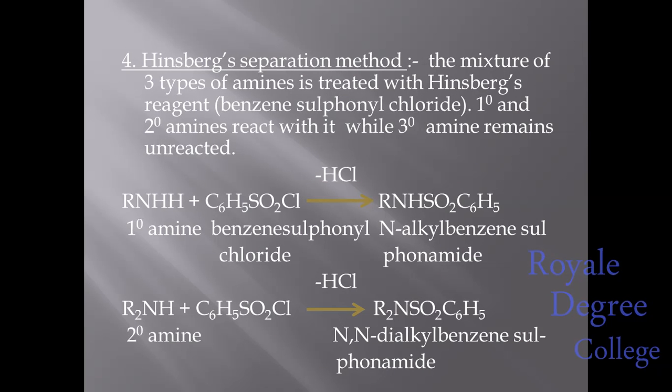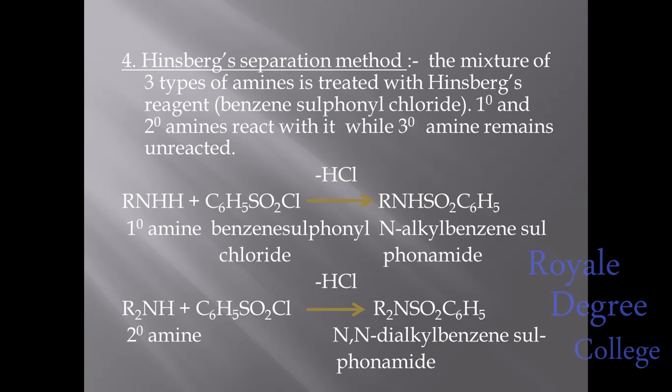Next reaction we'll see, that is Hinsberg's separation method. The mixture of three types of amines is treated with Hinsberg's reagent. Hinsberg's reagent is nothing but benzene sulfonyl chloride. Primary and secondary amines react with it, while tertiary amine remains unreacted. See the reaction here.